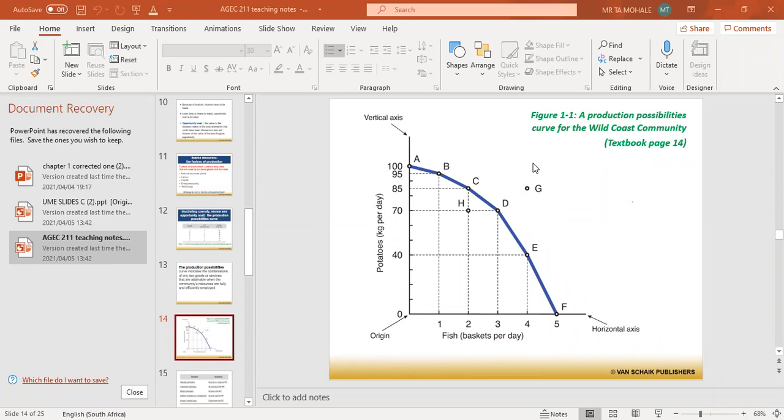This is the most desirable combination. Point H is undesirable because we are wasting resources. But point G is desirable, but is not achievable. This farmer wishes to produce 85 kgs of potatoes per day and at the same time 4 baskets of fish per day. But because the resources are scarce, this person cannot produce at this level. And we are saying the economic implication of this combination is unattainable combination, meaning that no farmer will operate at this point because of scarcity.